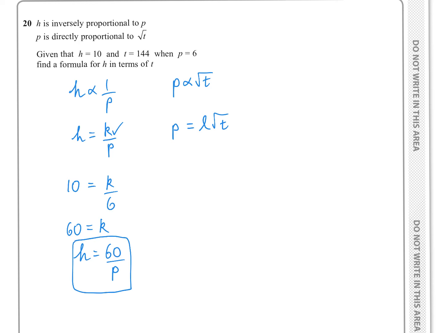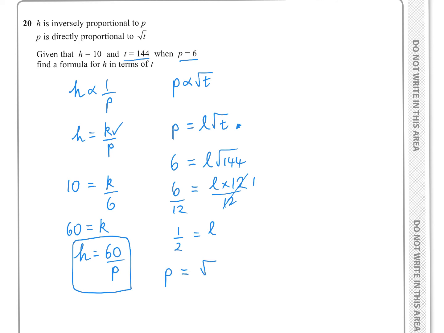For the second one, p is 6 still, and it says t is 144 when p is 6. So we have L root 144. 144 is 12 squared. So that means 6 is equal to L times 12. Divide both sides by 12, which would mean that L is equal to a half. So we can put that in here, and we'd have p is equal to a half of root t.